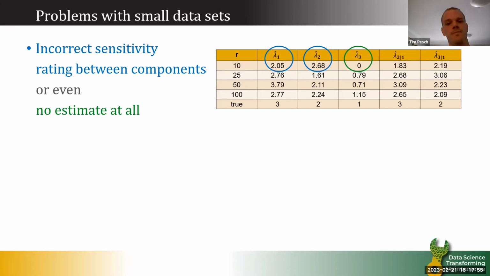I've highlighted 2 examples here. The first one I called incorrect sensitivity rating between components. If you take a look at these blue circled estimates, the risk of failure for the first and the second component, then what this data seems to suggest is that the first component is less prone to fail than the second, which might not be what our engineers have been telling us for the past decades. And we're a bit puzzled as to why this might have happened.